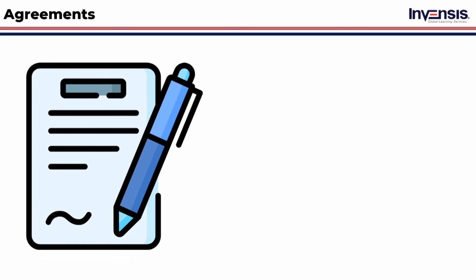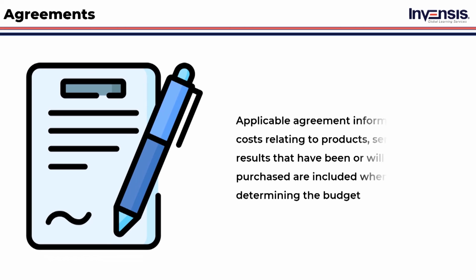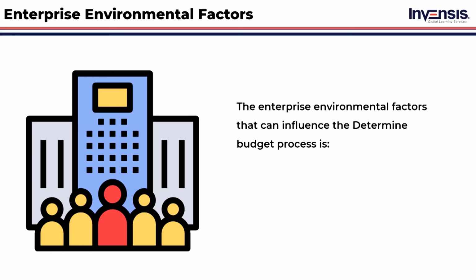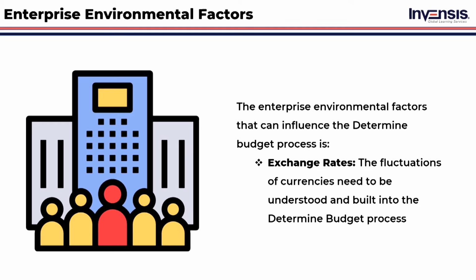Along with the business documents, agreements are also part of the inputs for determining the budget. Applicable agreement information and costs relating to products, services, or results that have been, or will be purchased, are included when determining the budget. Then we have enterprise environmental factors. The enterprise environmental factor that can influence the determine budget process is exchange rates. The fluctuations of currencies need to be understood and built into the determine budget process.